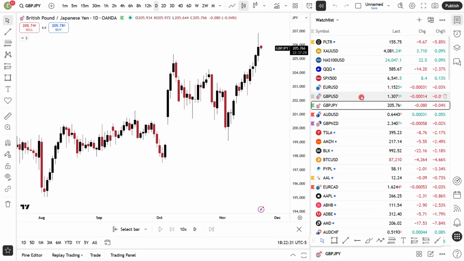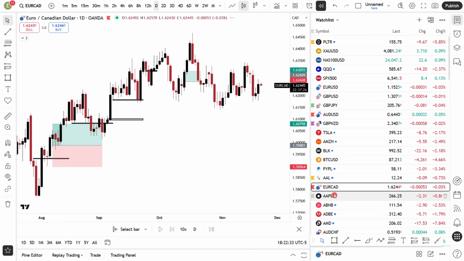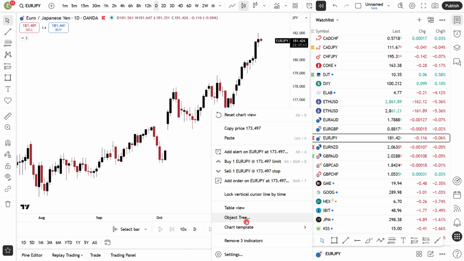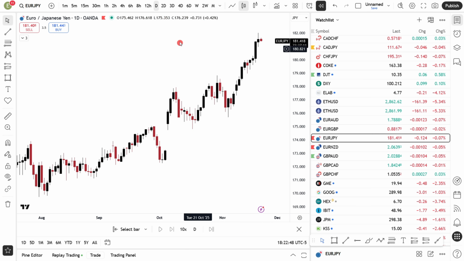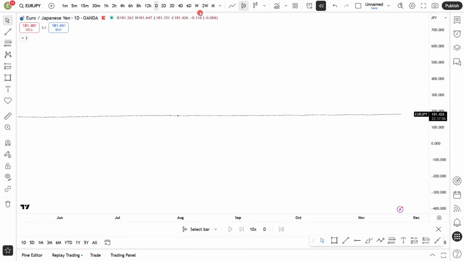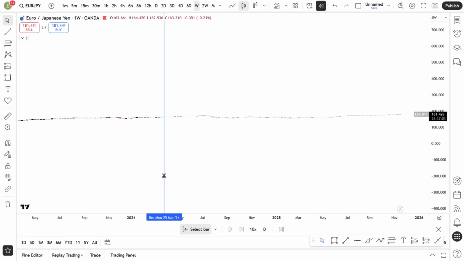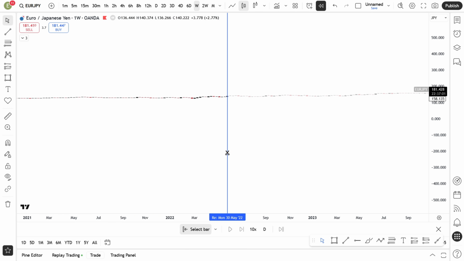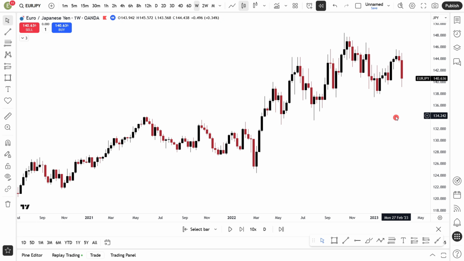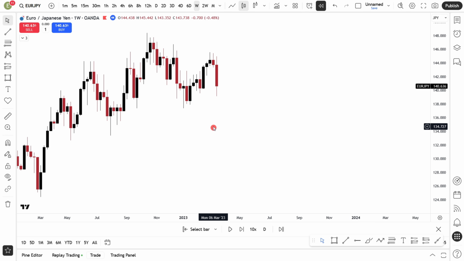So now let's pick a random pair. You can go Euro CAD or Euro USD. What's another odd pair? We go Euro. Yeah, let's delete any previous drawing. There's no previous drawing. Let's shrink the data. And let's go to the weekly time frame, and let's go back not too far. Like I told you guys in the previous lesson, you don't want to go too far, but you don't want to go too close either, because you might remember the price action.